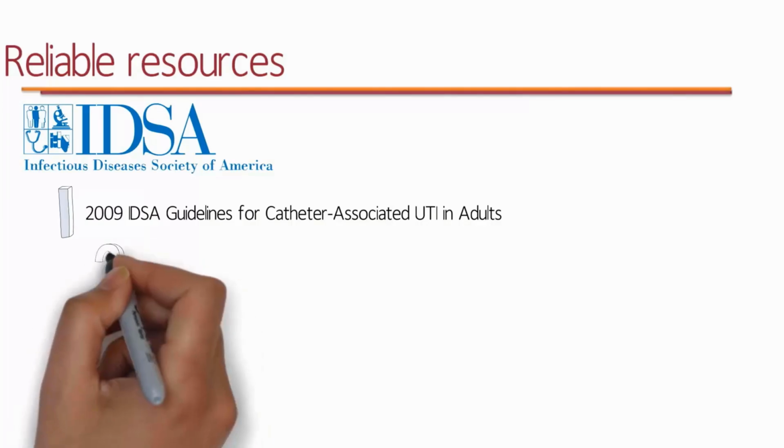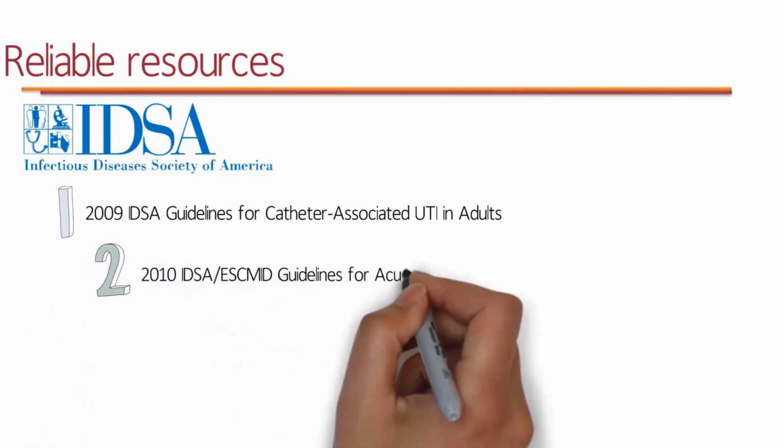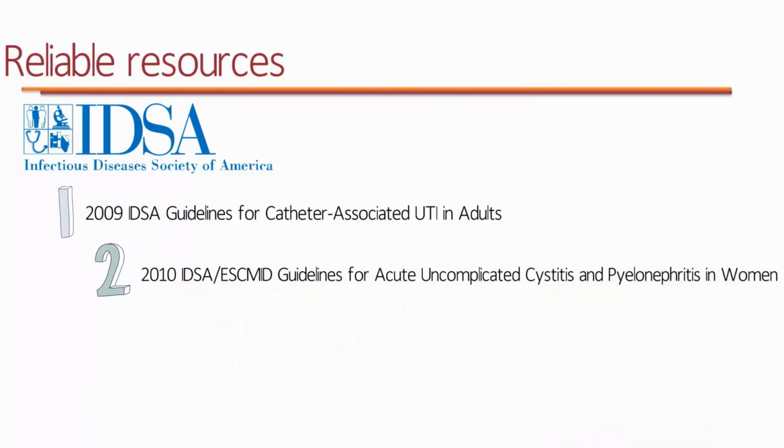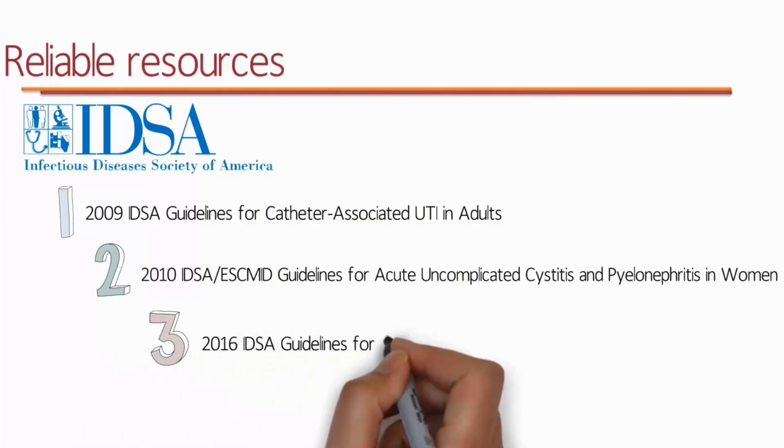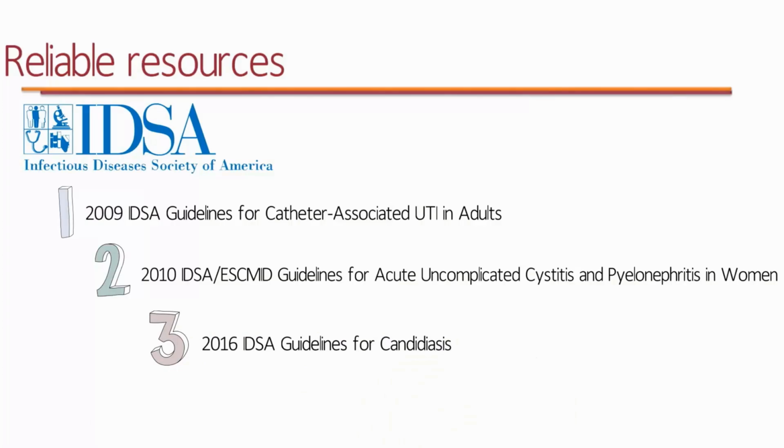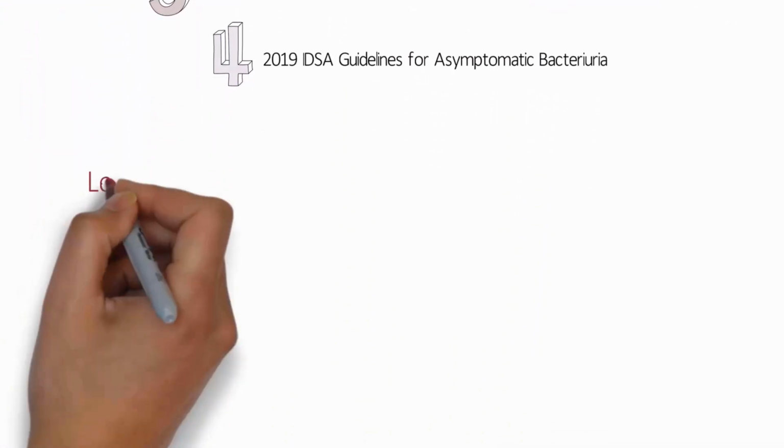The second guideline is the 2010 IDSA guidelines for acute uncomplicated cystitis and pyelonephritis in women. The third one is the 2016 IDSA guidelines for candidiasis. This guideline includes recommendations for candiduria, which is the urinary infection caused by candida, which are fungal infections. You will learn about fungal infections on a different topic. And the last one is the 2019 IDSA guidelines for asymptomatic bacteriuria that were released just a few months ago.